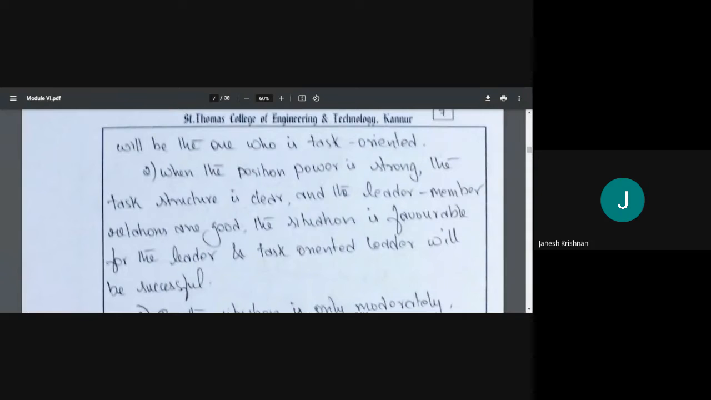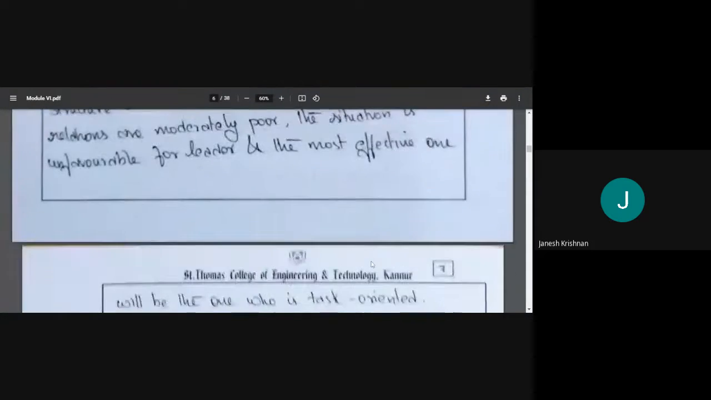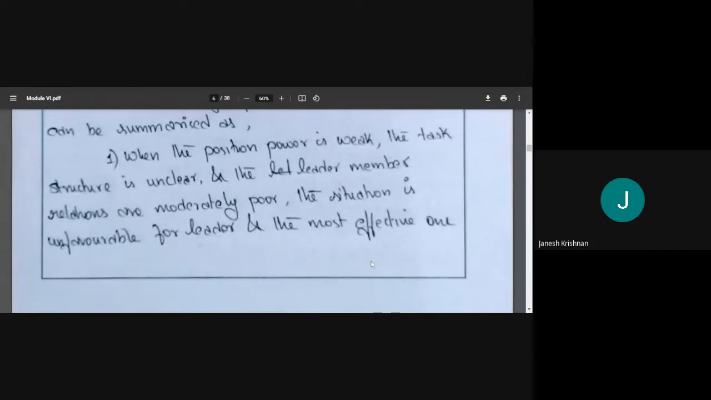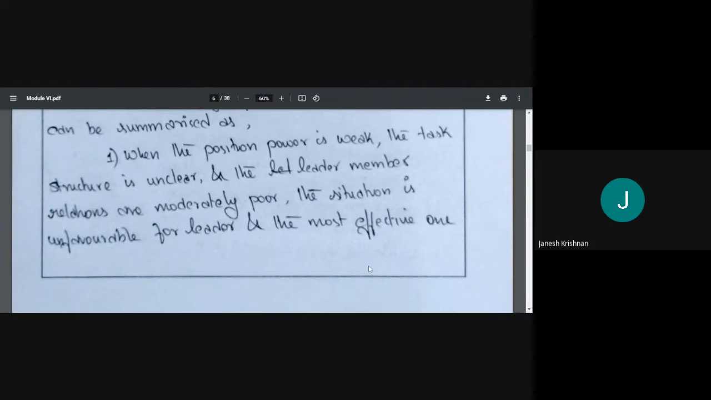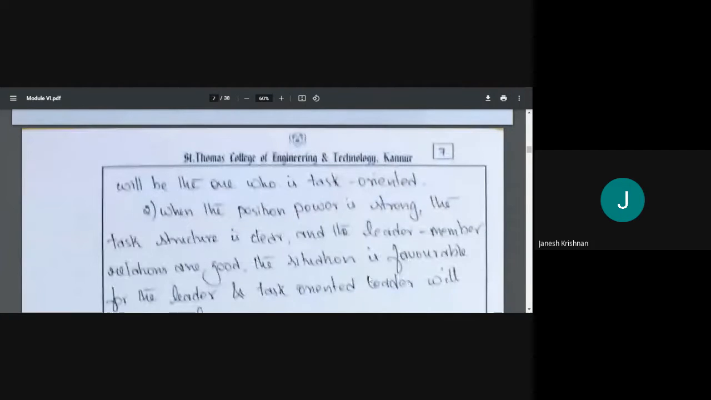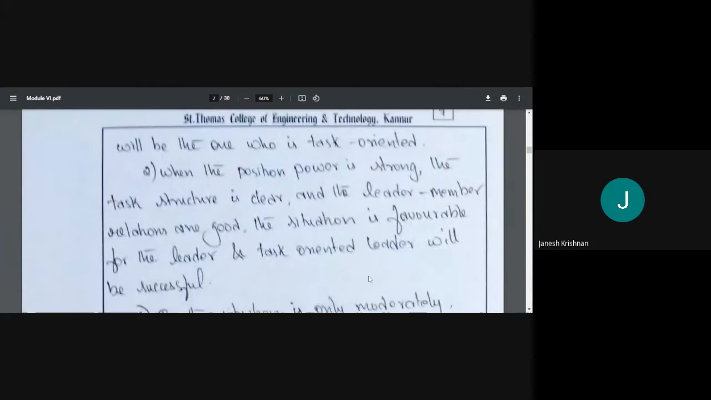So what is first? What is the case? When the position power is weak, the task structure is unclear, and the leader member relations are moderately poor. All the three dimensions are weak. So you, being a leader, are in a bad position. And what is the style of leadership you can adopt here? The most effective one in this case will be task oriented. So you can go for a task oriented leadership style.